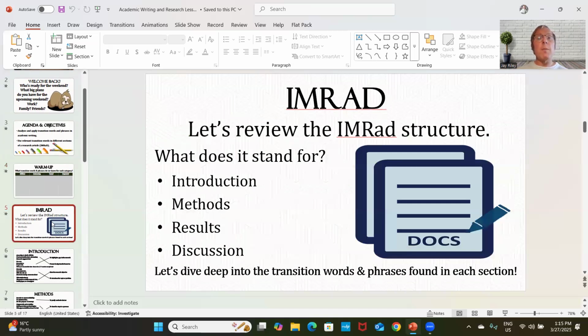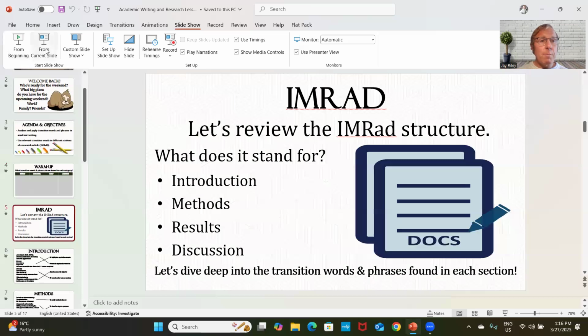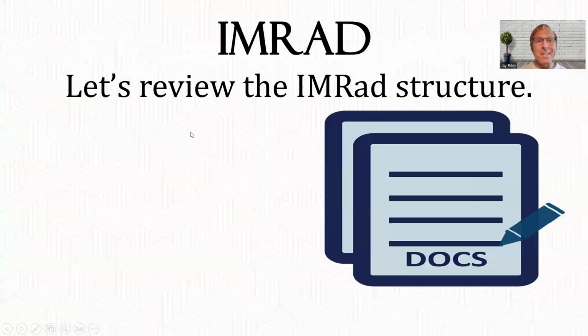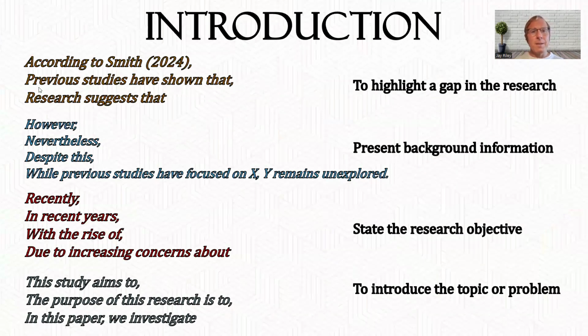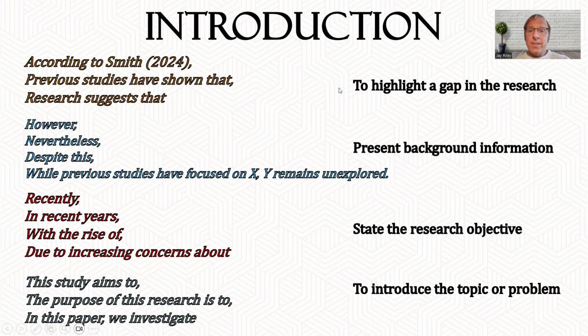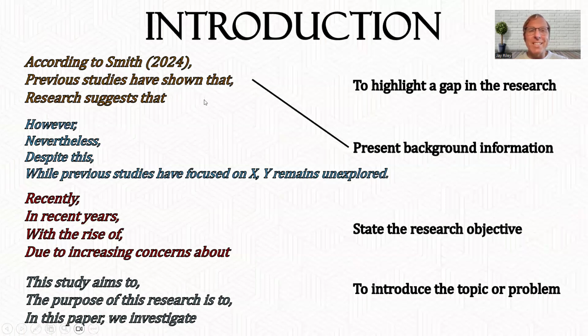Now, remember, we talked about the IMRAD structure, which is introduction, methods, results, and discussion. So let's go ahead and match up some of these transition words and phrases here. Okay, we're going to start with our introduction. So first we've got, according to Smith, previous studies have shown that, and research suggests that. So let's figure out what the function of these phrases is. Is it to highlight a gap in the research, present background info, state the research objective, or introduce the topic or problem? We're presenting background information here.